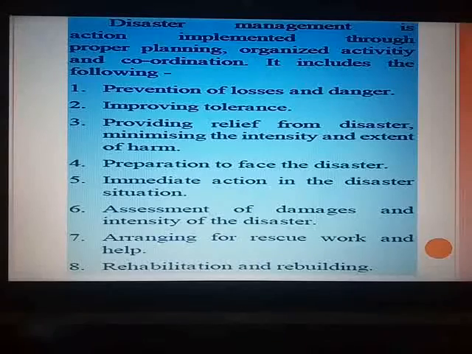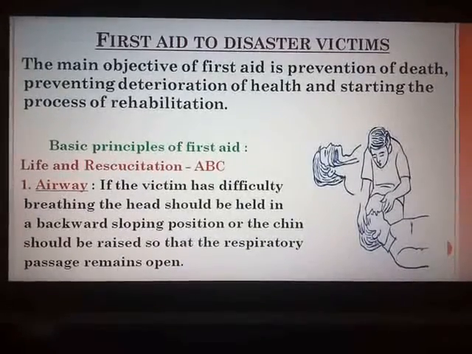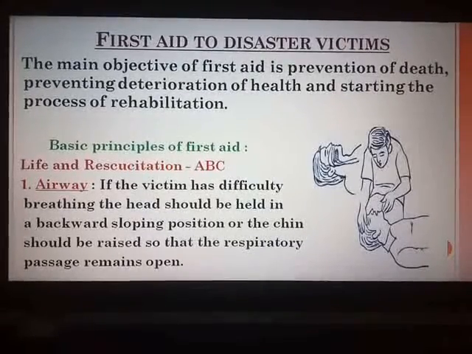Now our next topic is very very important: first aid to disaster victims. What do you mean by the term first aid? First aid means the immediate medical help which is given to the disaster affected victims. On the spot, the help including some medicines and bandages, that help which is given to the people at that particular instant to minimize the loss of lives, that is known as first aid.